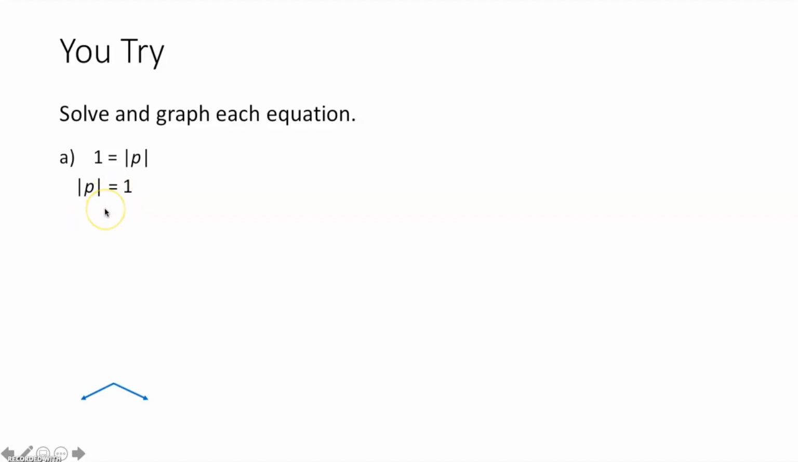We're going to break this into 2 separate equations, and they're going to be equal to opposite expressions. So whatever's inside the absolute value stays the same. So it's going to be p equals, and they're going to be equal to opposite expressions. So p equals 1, p equals negative 1, and you're done.